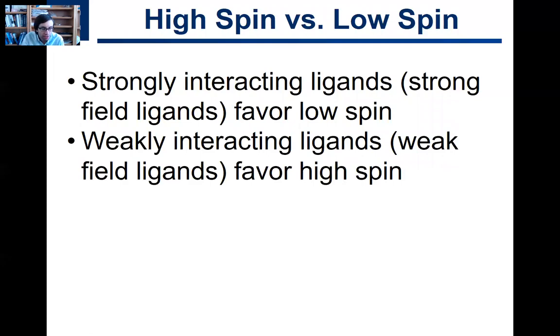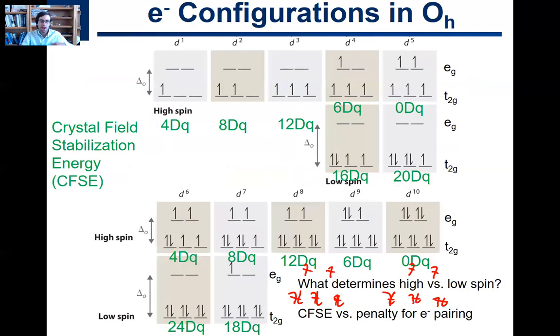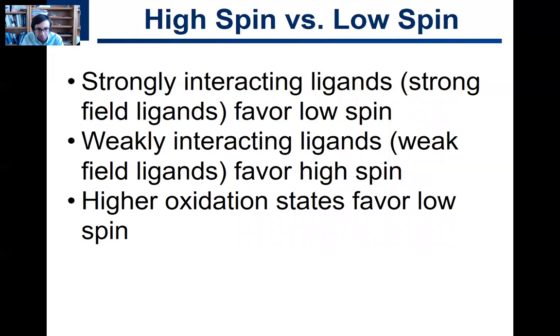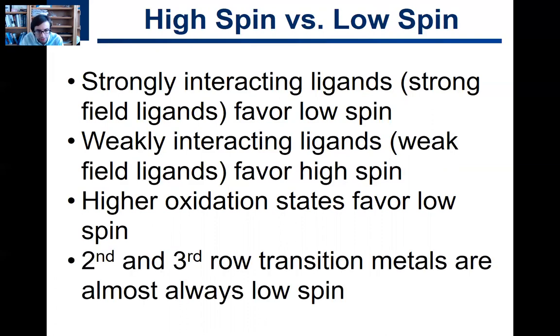Contrast, the opposite is also true, right? Weak field ligands are going to favor high spin because now you have a very small gap, and so it's not a lot of energy to populate into that higher EG state. Higher oxidation states are going to favor low spin. Why? Because higher oxidation states have a stronger delta O, okay?